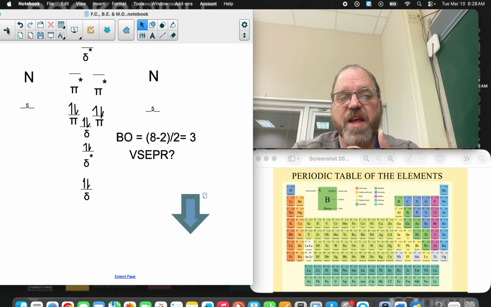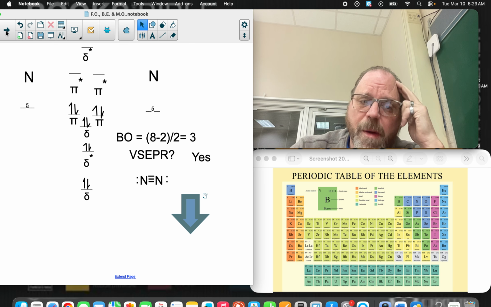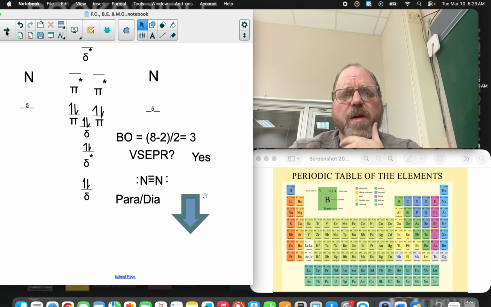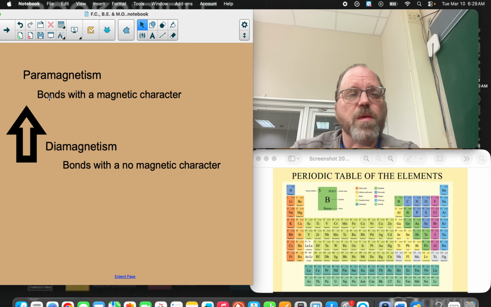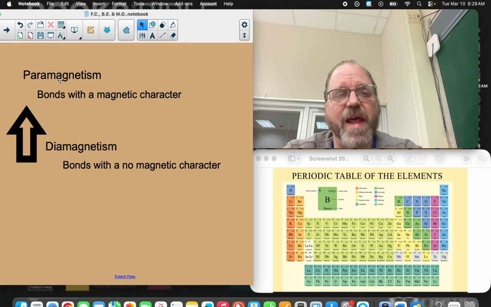Does that agree with VSEPR? All right, let's see. That's a triple bond, so that does agree. How about paramagnetic and diamagnetic? What do we mean by that? Well, it has to do with the magnetic nature of the bond. Paramagnetic means a bond with magnetic character. Diamagnetic means no magnetic character.